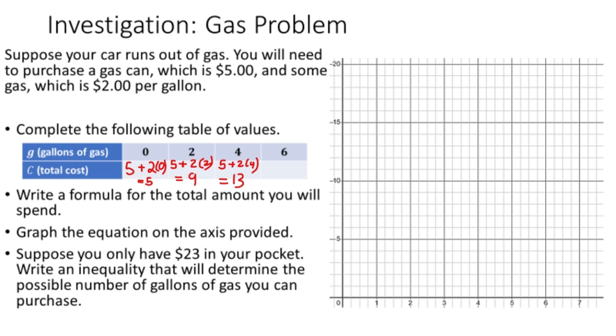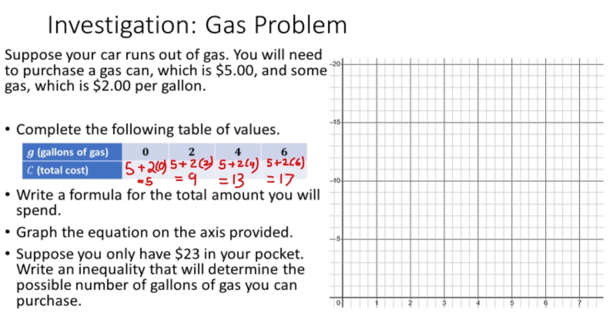Lastly, we decide to buy 6 gallons of gas. Well, just like before, we still have to pay $5 for the gas can, plus $2 for every gallon, so 2 times 6 since we're buying 6 gallons. Work out the arithmetic: 2 times 6 is 12, plus 5 is 17.